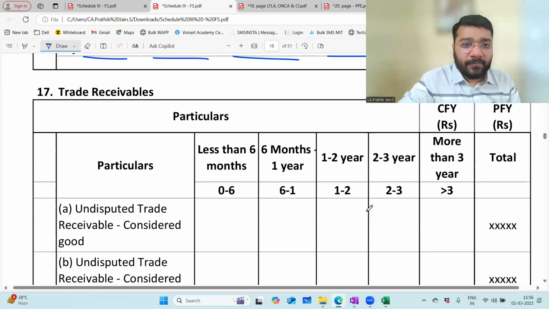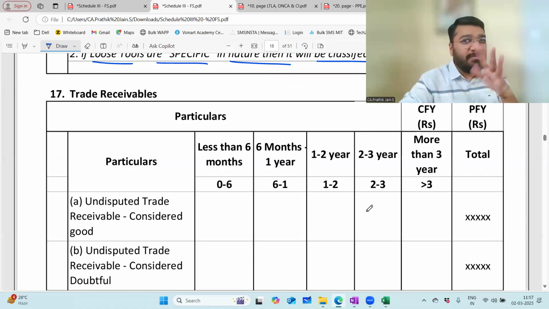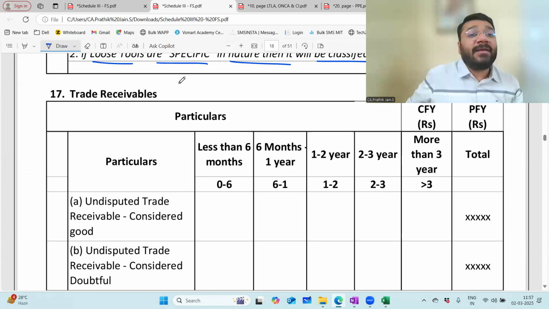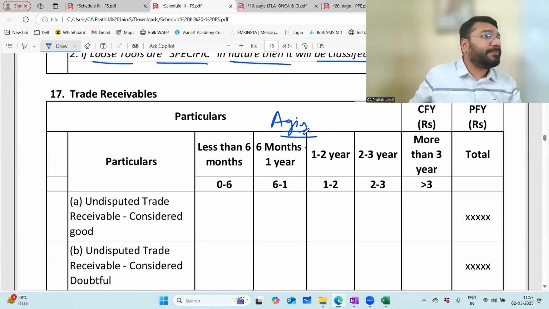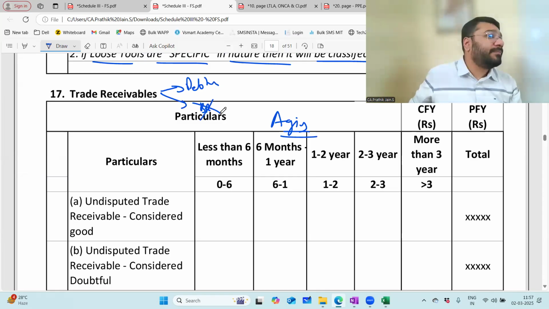Yes, sir. Next comes trade receivable. This format is looking similar to trade payable. Correct? Same way, I have to give the disclosure here also. Now, when I am asking the disclosure of the period, this is called aging. Aging will be given only for debtors and not for bills receivable.